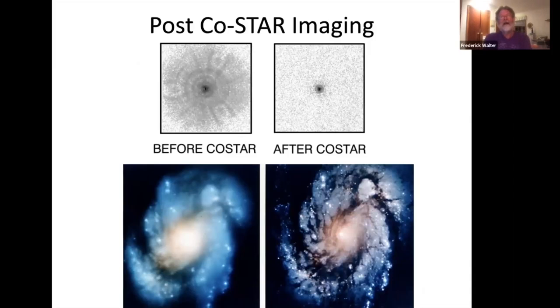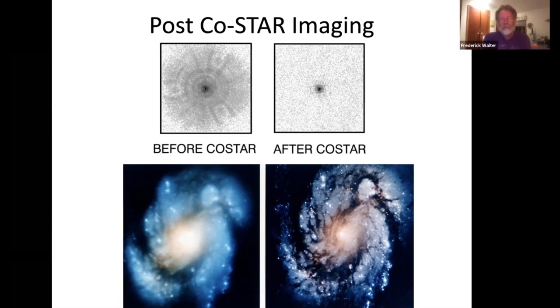On the left-hand side, you can see that out of focus image of a star. And on the right, you can see, I presume it's the same star. After COSTAR, stars are point sources. They all more or less look the same in an image like this. And you don't see all of that radial pattern surrounding the star. 90% of the light really is concentrated in that central peak.